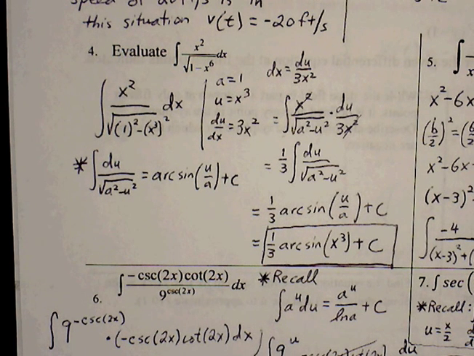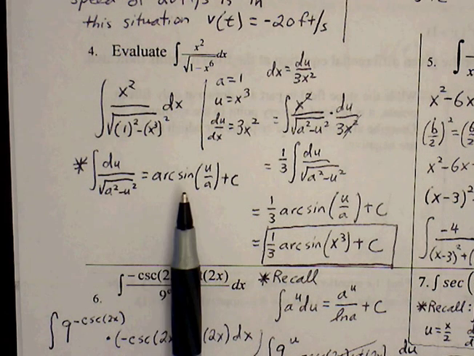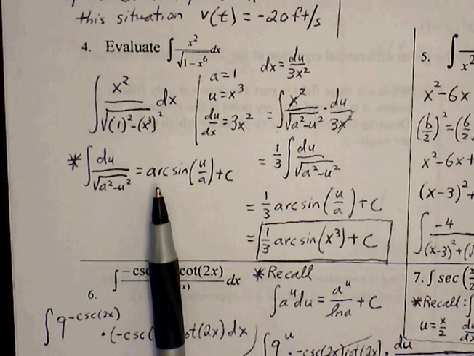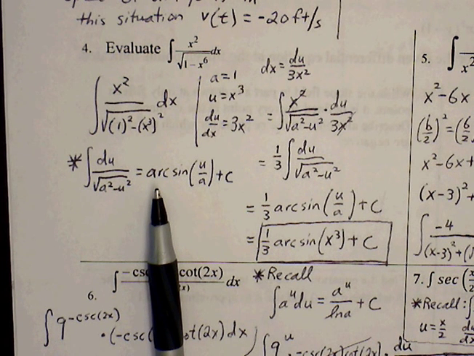Let's finish the second page of the Chapter 5 and 6 test review worksheet. So number 4, evaluate the indefinite integral of x squared over the square root of 1 minus x to the 6th.